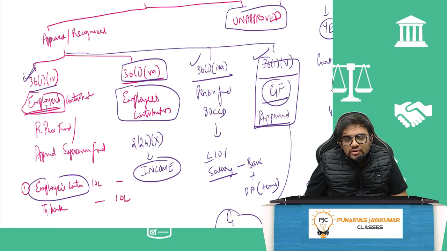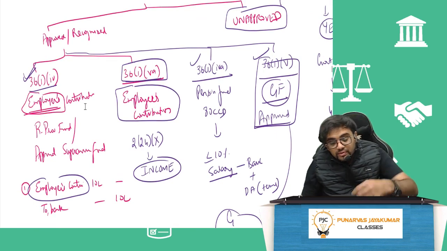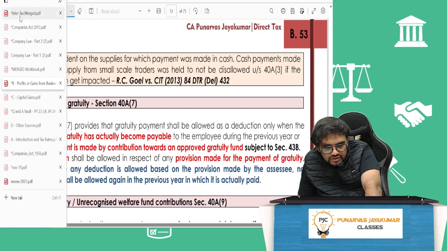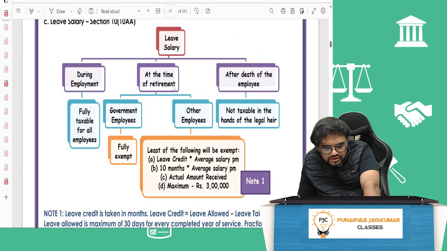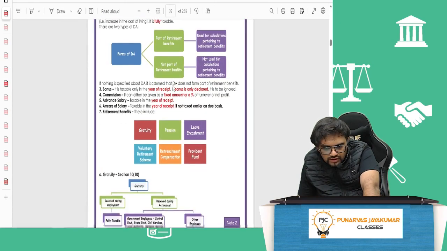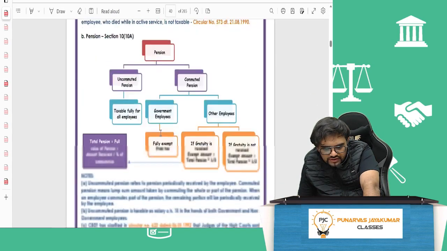Generally, when you are contributing, employer will contribute, employee also will contribute. So let me just show you. Let me open the CA Inter material and show you that portion so that you will understand. Right. So how does it work? So you will pay all these things: gratuity, pension, leave encashment, etc.